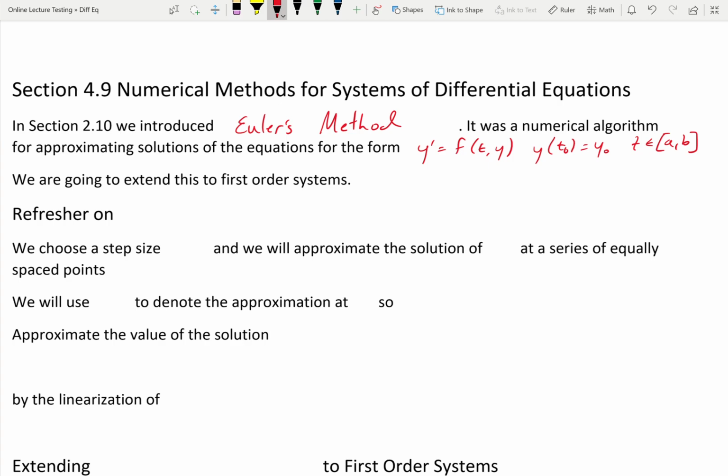a system of linear equations, because of the things that we're allowed to do with matrices. We are allowed to take derivatives of the individual terms. We're allowed to take limits. So everything we need has already been established for us. So this push to make it fit for first order systems is really not much of a push at all. Just a recap of what it is, a refresher on Euler's method.